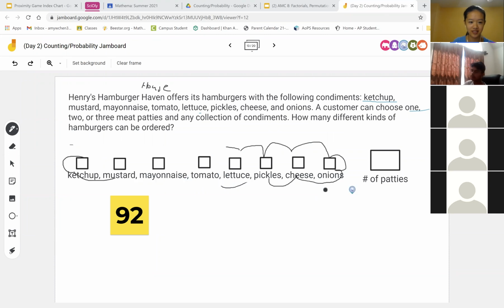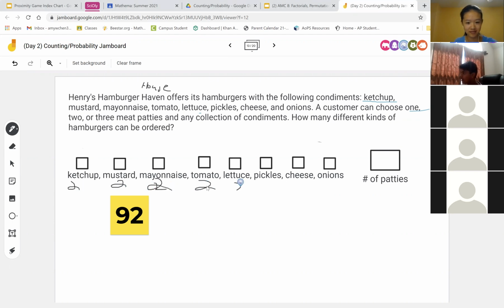Think about this. So I can either have ketchup or I don't have to have ketchup, right? So how many options for ketchup are there? 2. Exactly. Correct. So how many options for mustard are there? 2. So then how many options for any of these are there? 2. Exactly, because I can either have them or not. So how many total options are there?